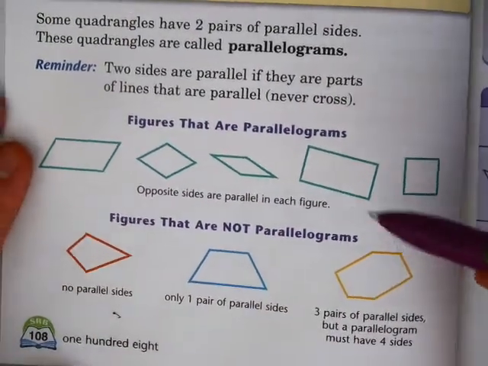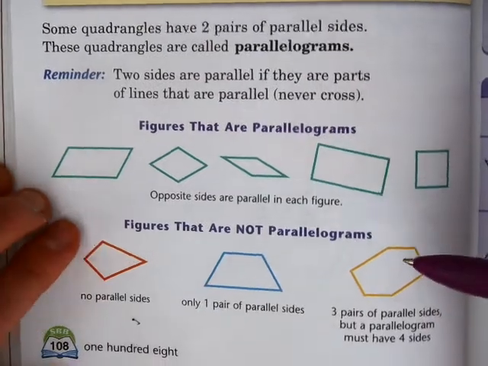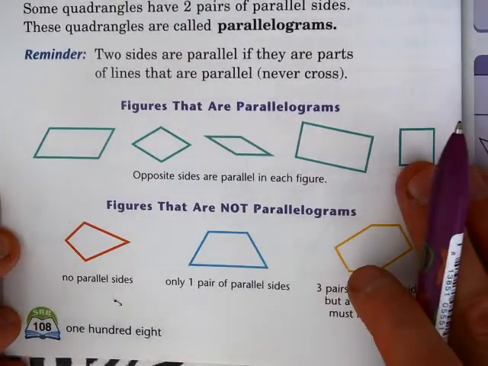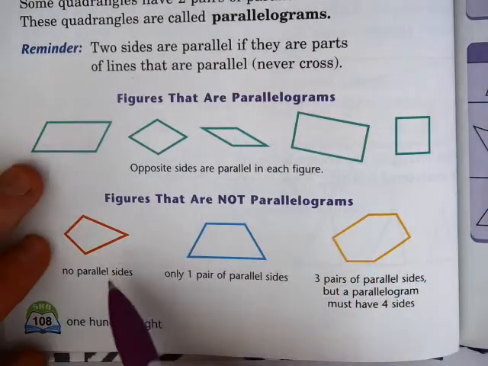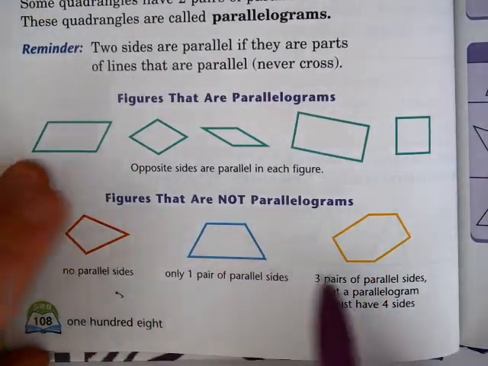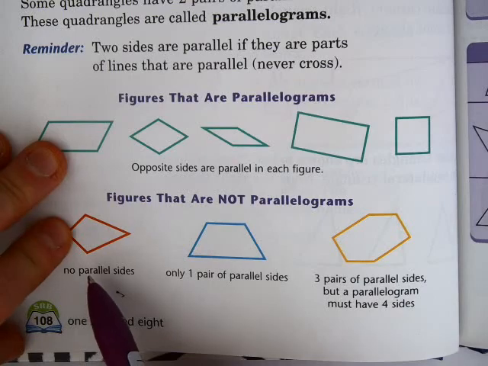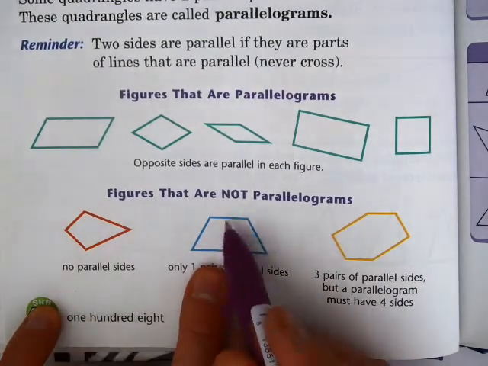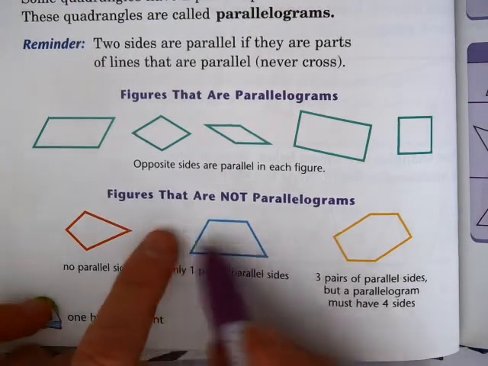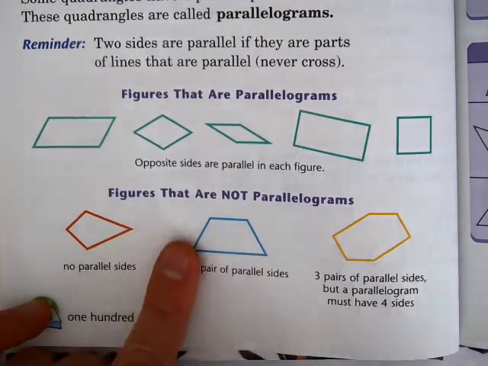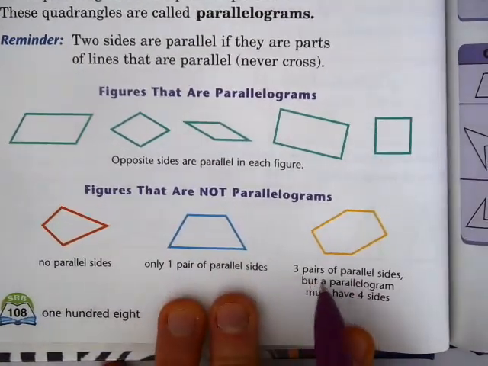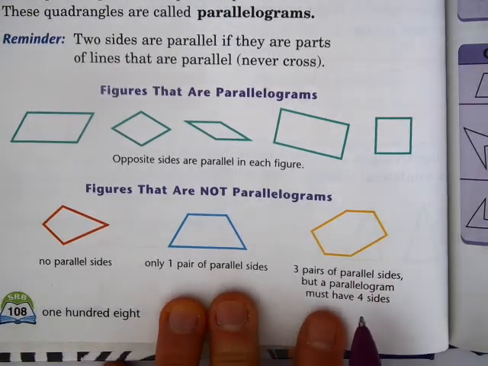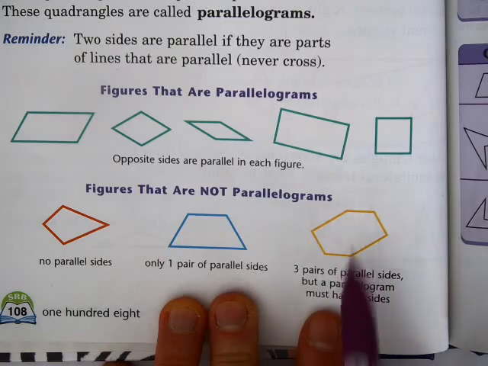This book actually gives us some examples of figures that are not parallelograms too. This is page 108 in the student reference book for grade 3 Everyday Math. This doesn't have any parallel sides. Here it has no parallel sides, so it's not a parallelogram. Here only has 1 pair of parallel sides. These are not parallel, so it's not a parallelogram. This has 3 pairs of parallel sides, but a parallelogram has to have 4 sides. So this is also not a parallelogram.